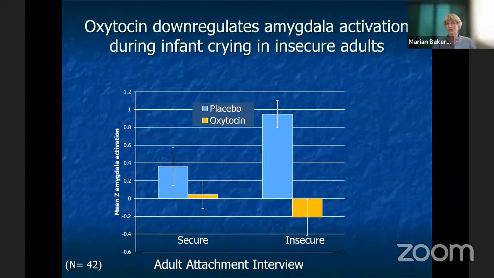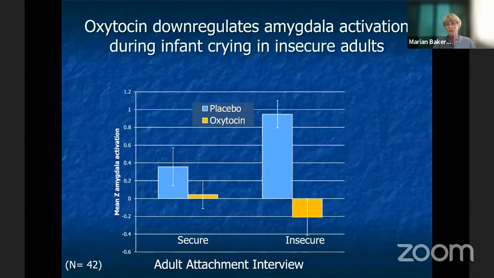Interestingly, oxytocin downregulated the amygdala activation during infant crying, in particular in insecure adults. So here you see on the left hand those who were considered secure on the basis of their adult attachment interview, and on the right hand those who were considered insecure. The blue bars represent the amygdala activity in the placebo condition, and the yellow ones in the oxytocin condition.